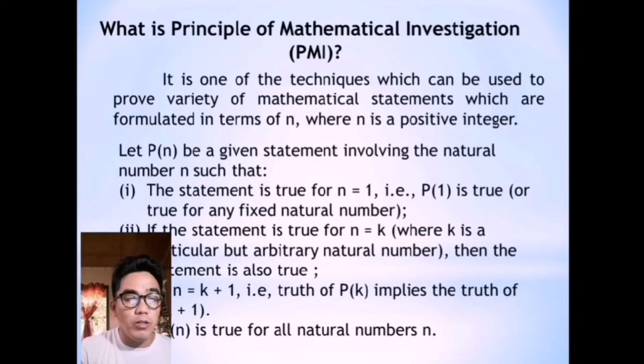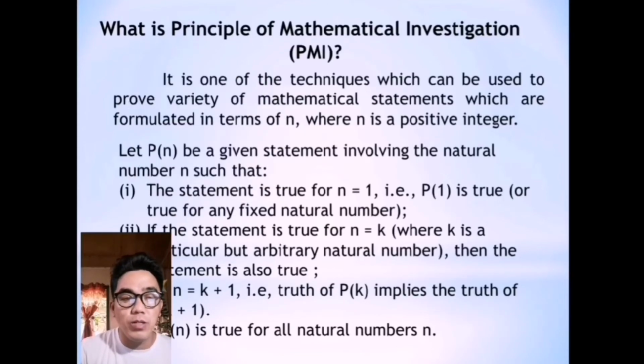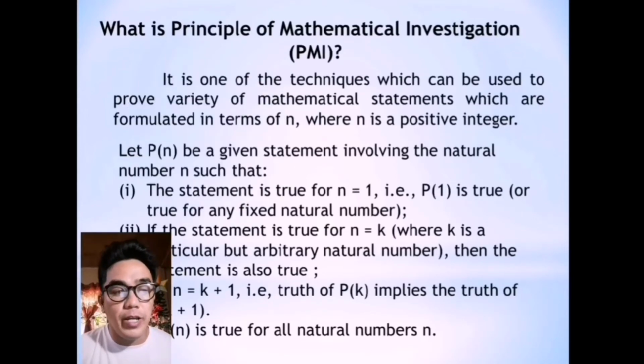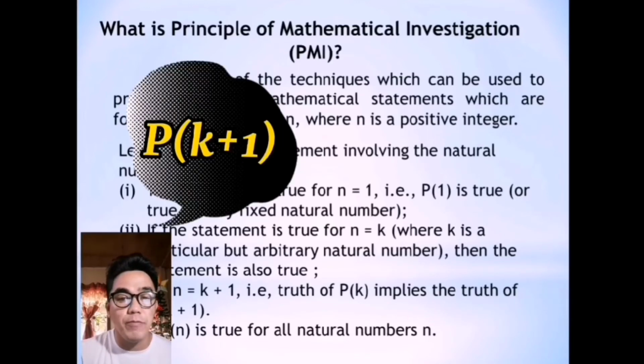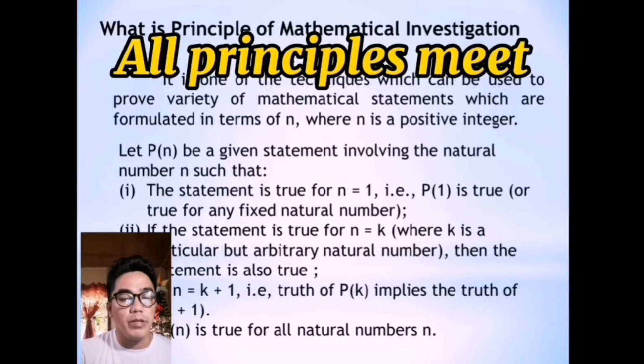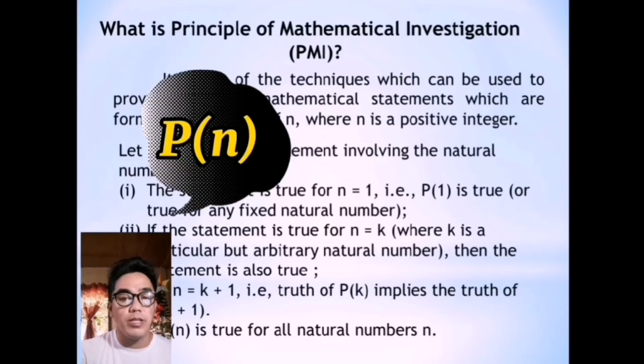such that, number 1, the statement is true for n equals 1, for example, P(1) is true, or true for any fixed natural number. Number 2, if the statement is true for n equals k, where k is a particular but arbitrary natural number, then the statement is also true for n equals k plus 1. Third, the truth of P(k) implies the truth of P(k+1). If all these principles are met by the given problem, then we can tell that P(n) is true for all natural numbers n.